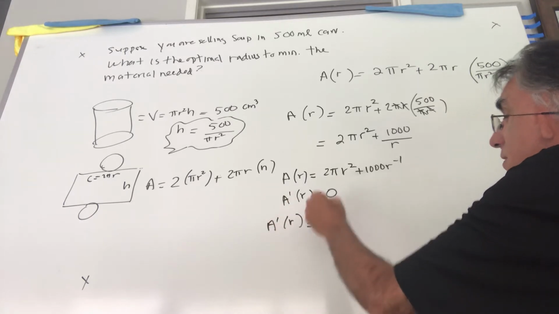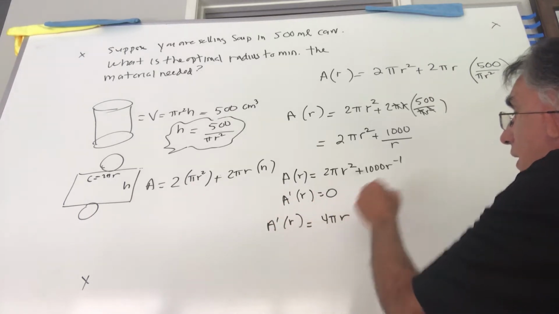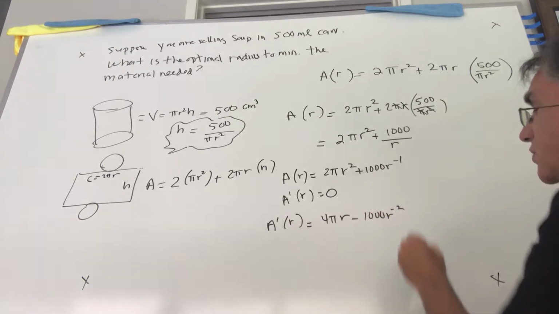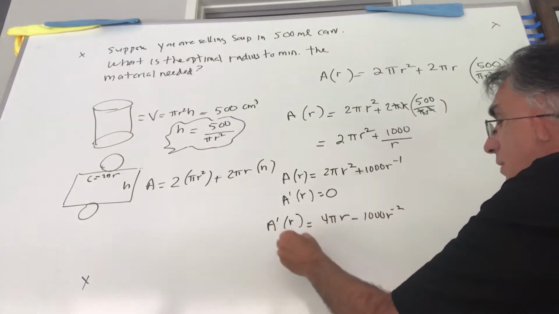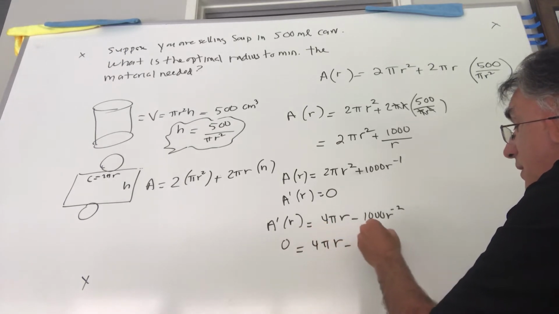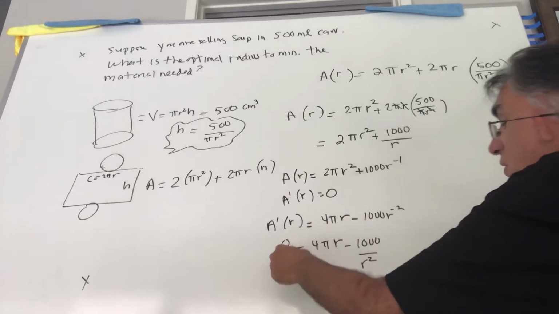So 4 pi r minus 1,000 r to the negative 2. Now I have to figure out when that equals 0. Now it's going to require a little bit of algebra here. Move this over to the side.